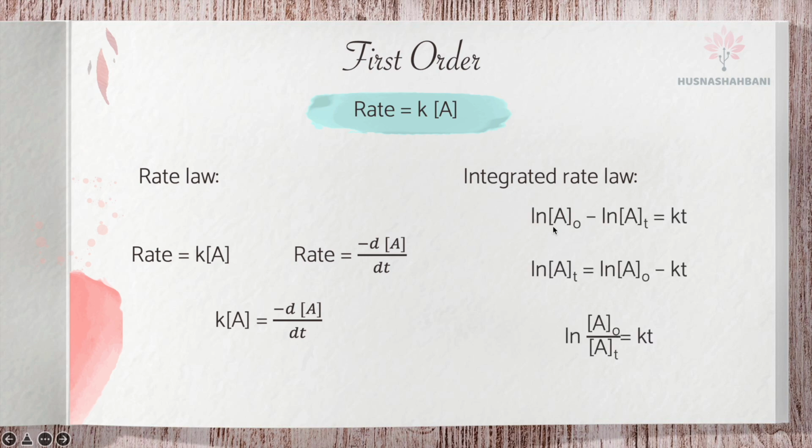From the integrated rate law, we have ln of the initial concentration of reactant A minus ln of the concentration of reactant A at a particular time equals kt. When we integrate the rate law, you get this equation, and then rearrange it. ln [A]t equals ln [A]0 minus kt, and rearranging this equation, ln([A]0 over [A]t) equals kt. This is the integrated rate law for the first order.